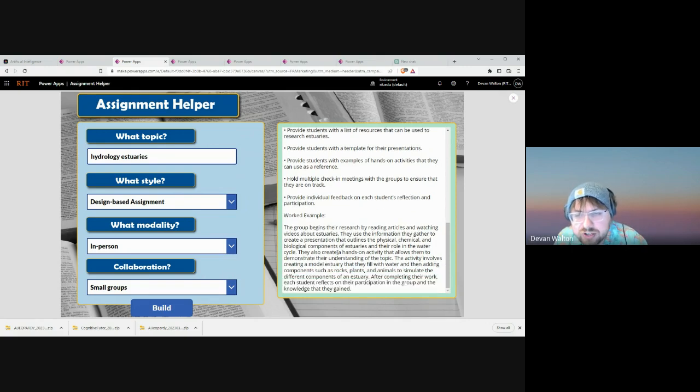And then it also provides you with a worked example of how this assignment would look in the real world. If you were to put it into practice, what would it look like? What would the students be doing? What would the activities actually involve? This gives you a rundown of what that would look like. So it talks about how they would begin their research, what they would be researching, and what hands-on activity they would actually be engaging in.